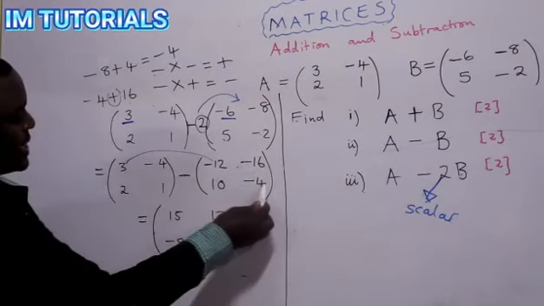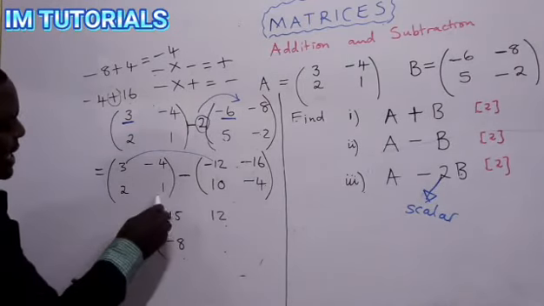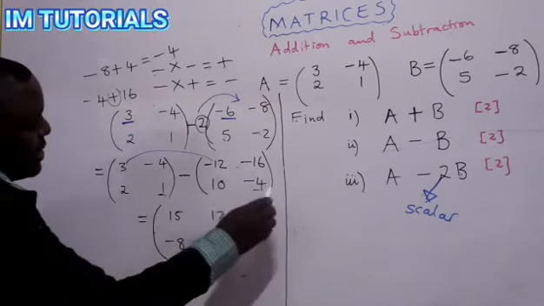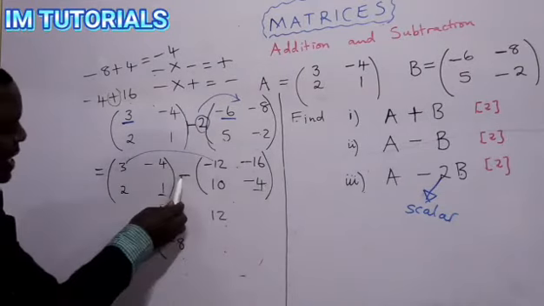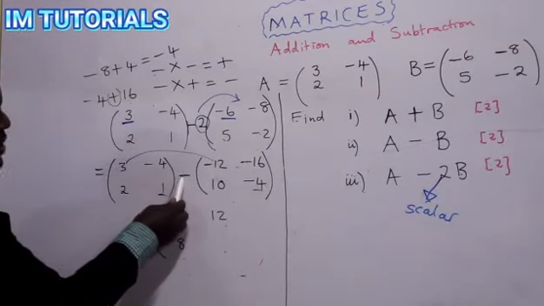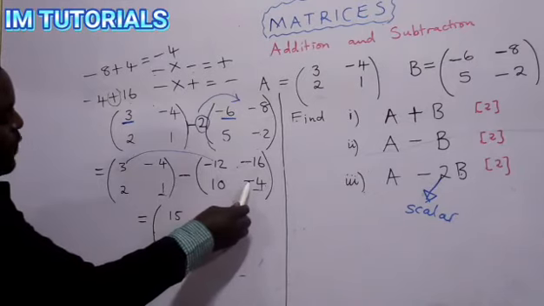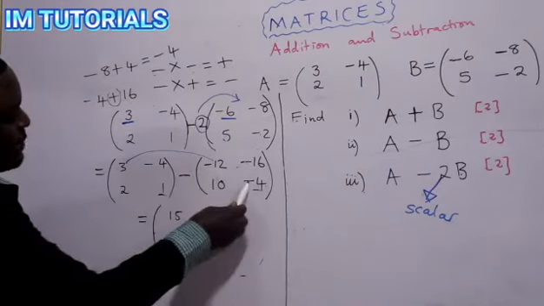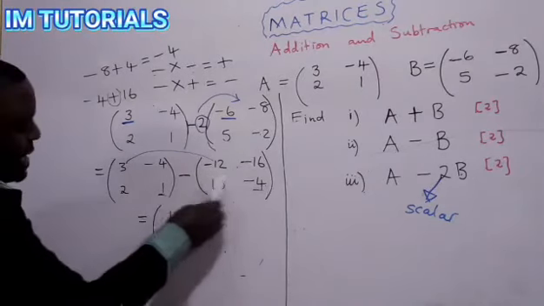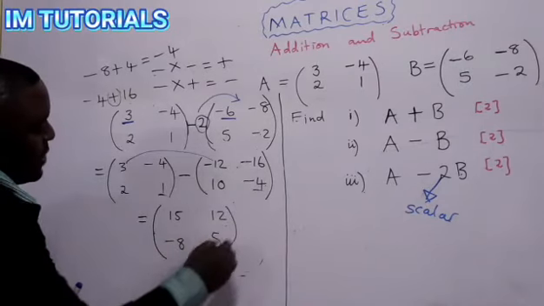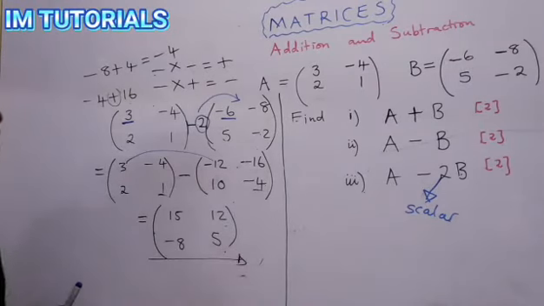1 minus minus 4. Right. 1 is a like term with minus 4. But the negative in between the brackets is going to multiply the negative of 4. So negative times negative, you get plus. So 1 plus 4, you produce 5. And this is your answer. I hope you are listening, class.